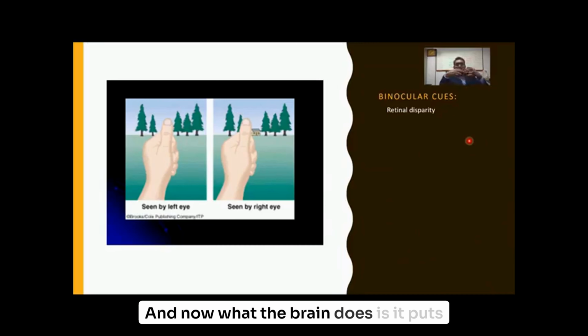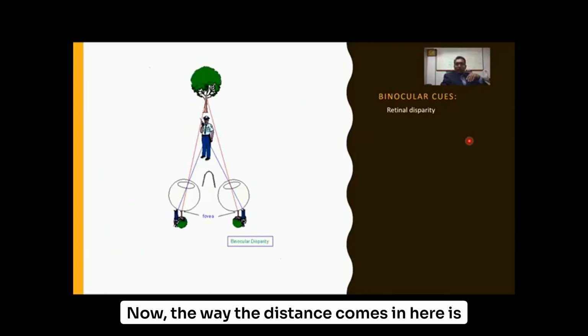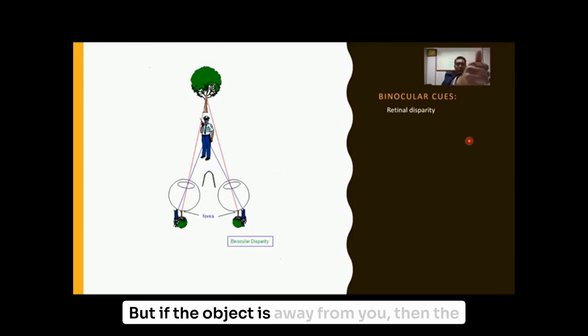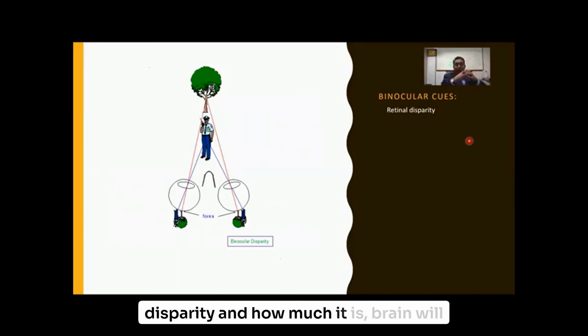Now, what the brain does is put together these images and estimate the actual position of the object, including its distance. The way the distance comes in here is that this disparity is more between the left and right retinal images when the object is closer to you. But if the object is away from you, then the retinal disparity is much less. Depending on the disparity and how much it is, the brain will determine how far an object is.